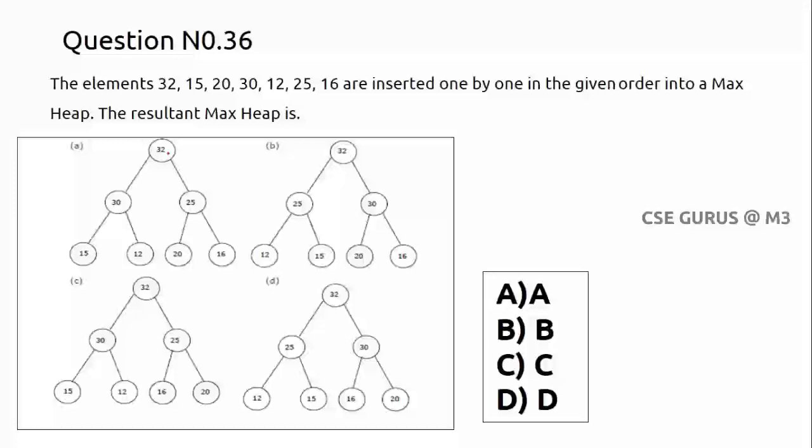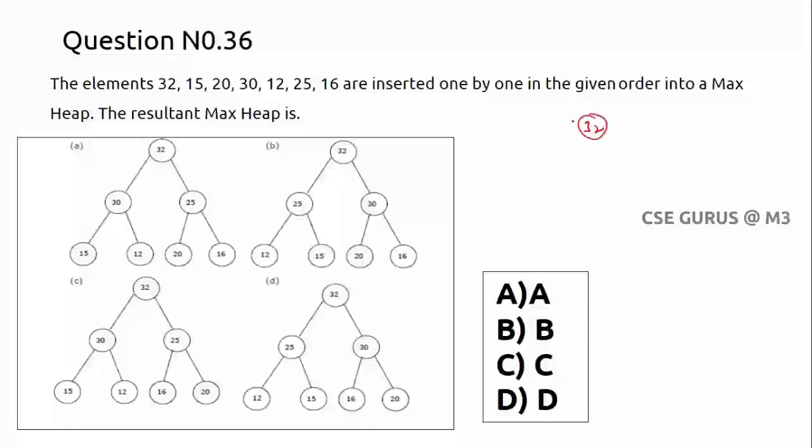If I take this example, 32 should always be greater than all these elements. 30 should always be greater than all these descendants. To the next levels we have to consider, right? Which is following this? These are the arrangements, the resultant max heap. Which one are you thinking about? We'll try to construct how it can be.